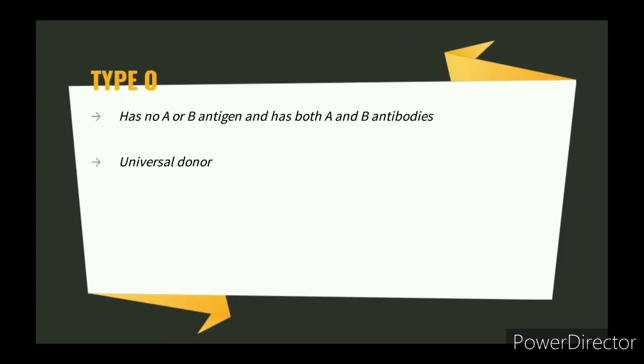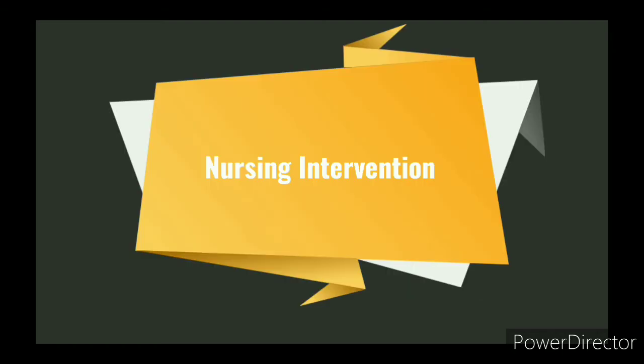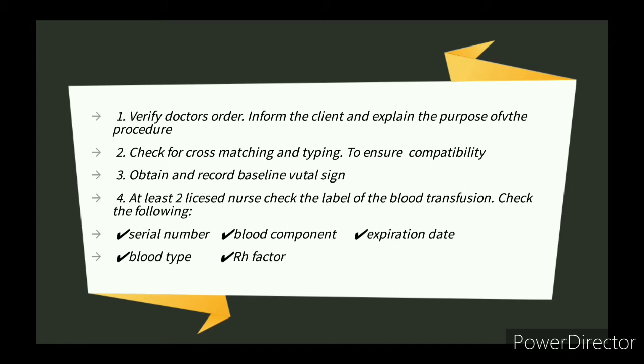Universal recipient, type AB. Okay, now, we're going to discuss also the nursing intervention for blood transfusion. What is the nursing intervention? First of all, we need to verify the doctor's order. Then inform the client and explain the purpose of the procedure. The most important, to verify the doctor's order. Make it sure na meron po tayong doctor's order bago po tayo mag-blood transfusion.